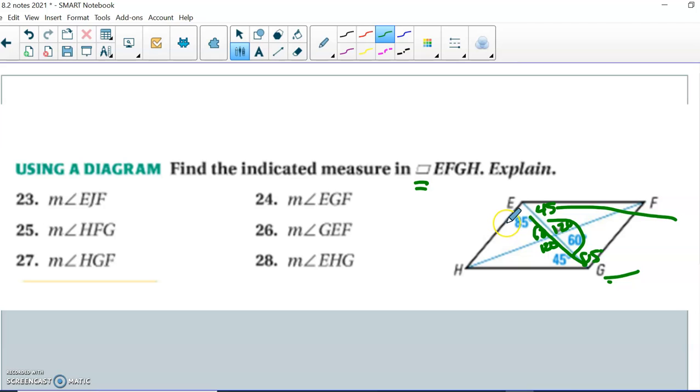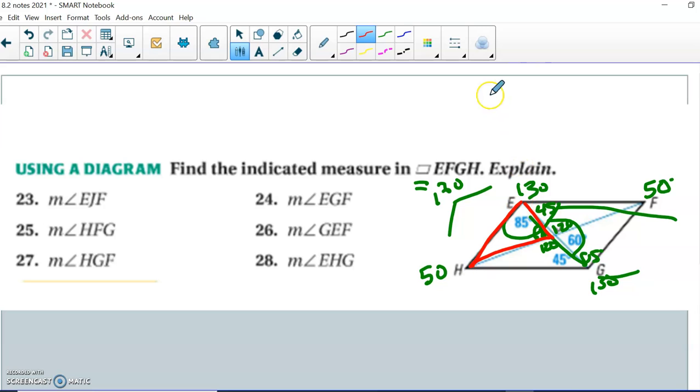Now I know that these two angles together equal 130. I know consecutive angles are supplementary, so if I take 180 minus 130, I know this angle is 50, I know this angle is 50. And then we can split that. We don't know that it's split in half, but we do have a triangle. So let's look at that triangle right here.